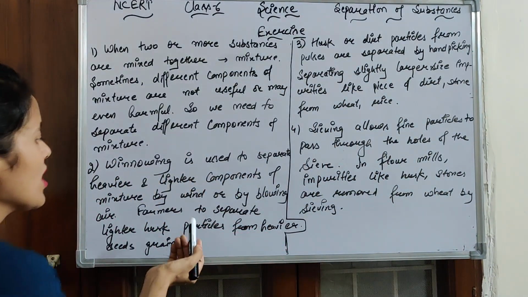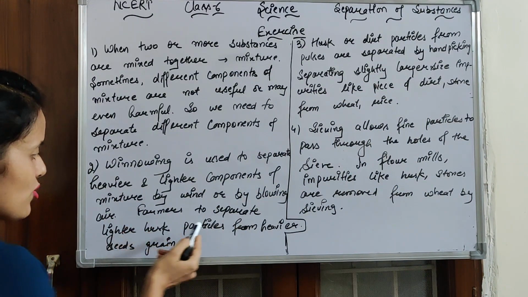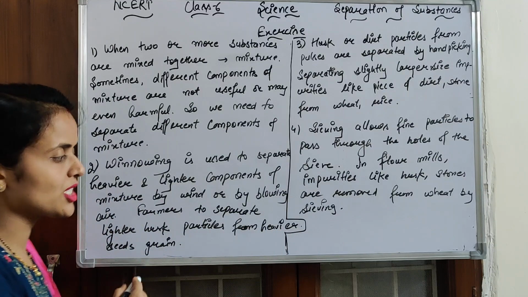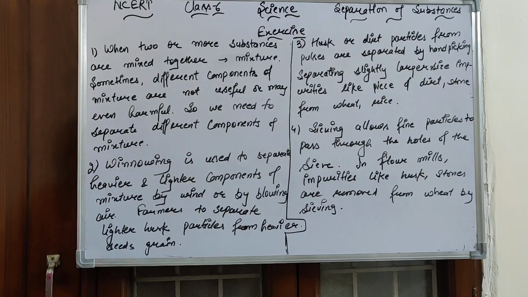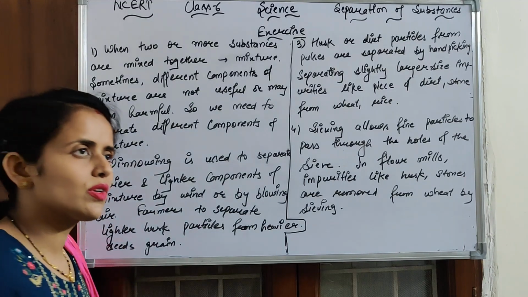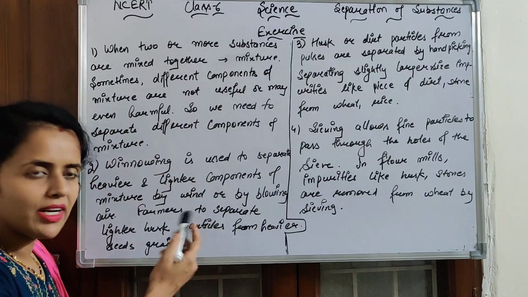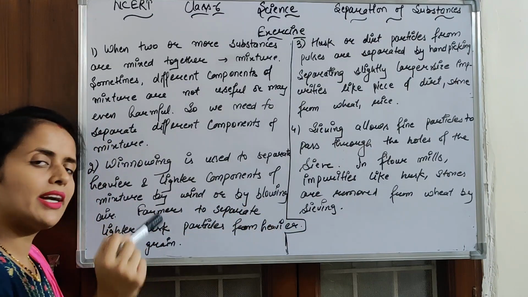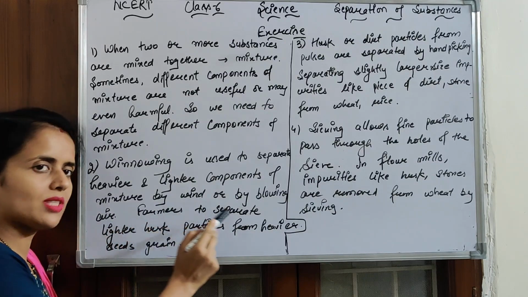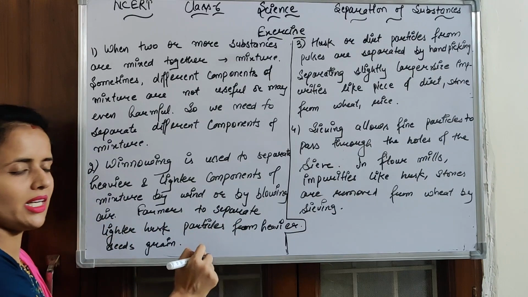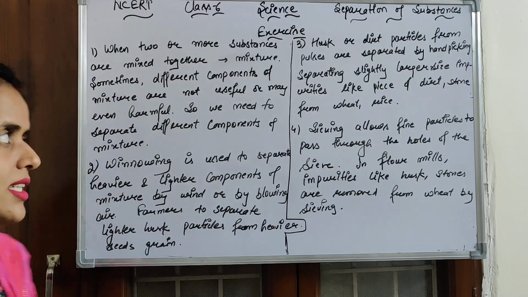And where is it used? It is used in fields where farmers separate lighter husk particles from heavier seed grains. Again, winnowing is a method by which we separate heavier and lighter components of a mixture by wind or by blowing air. Where is it used? It is used in fields where farmers separate lighter husk particles from heavier seed grains. Two questions clear?